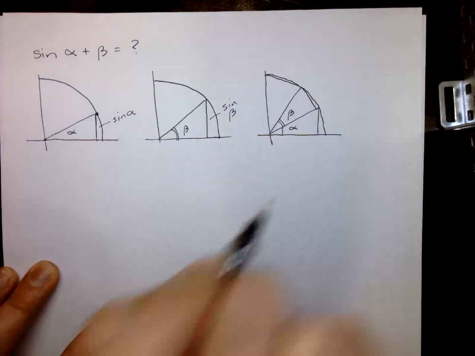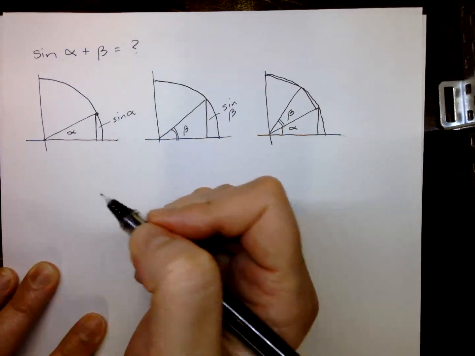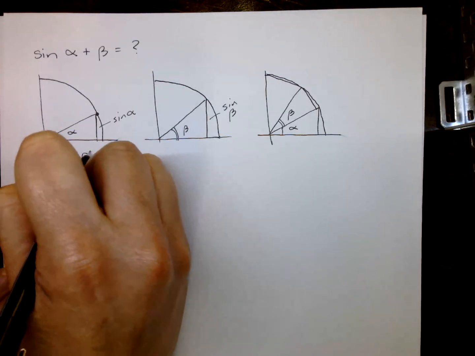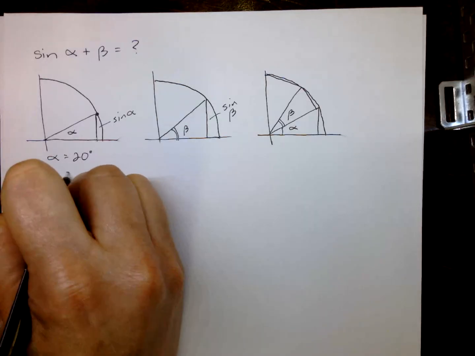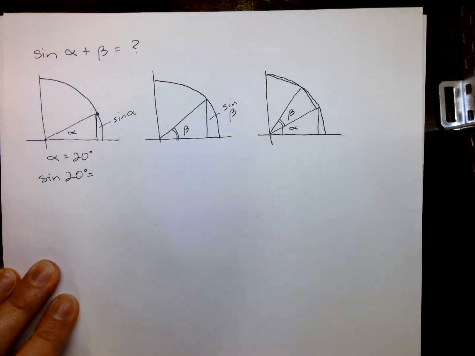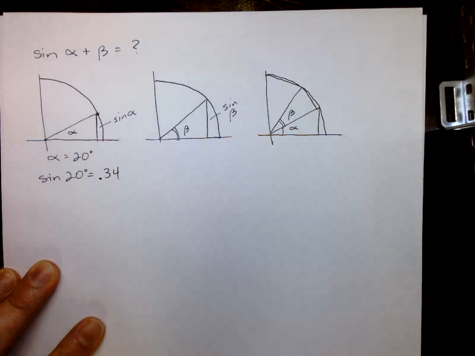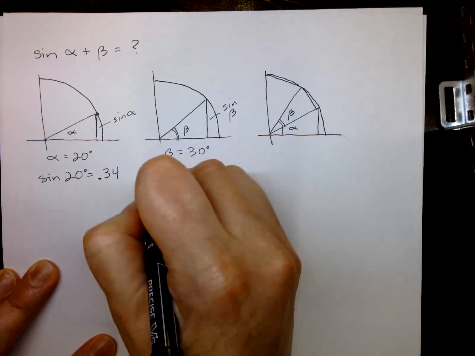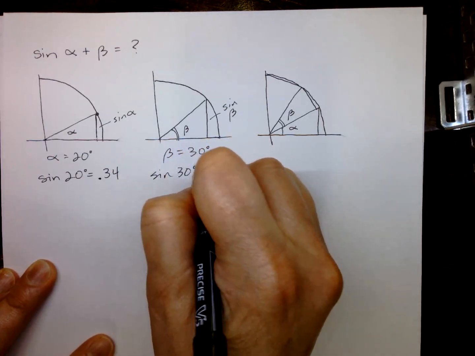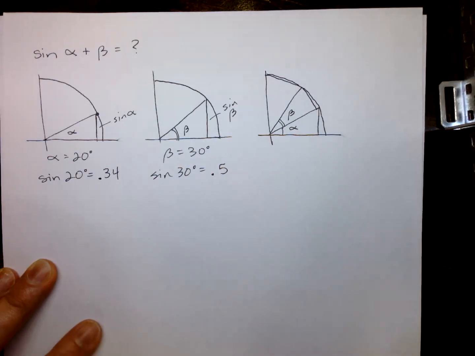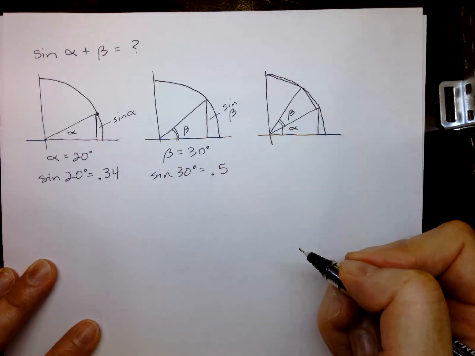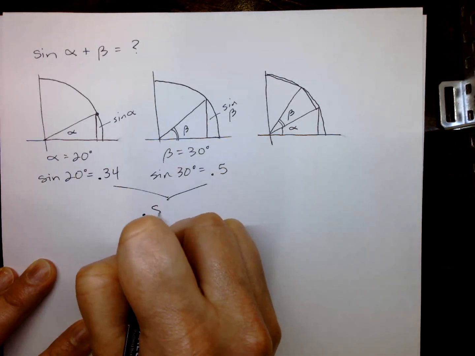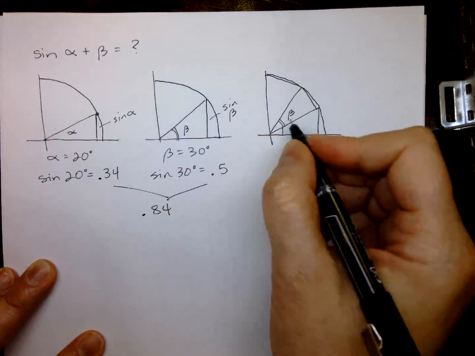If you want to see this in a more concrete way, let's actually put some numbers in there. If I said, let alpha be 20 degrees, the sine of 20 degrees is about 0.34. Let beta be 30 degrees. Oh, hey, special right triangle. The sine of 30 degrees is 0.5. Now, if this were as simple as adding them together, 0.5 plus 0.34 would give you 0.84. Let's see if that's true.